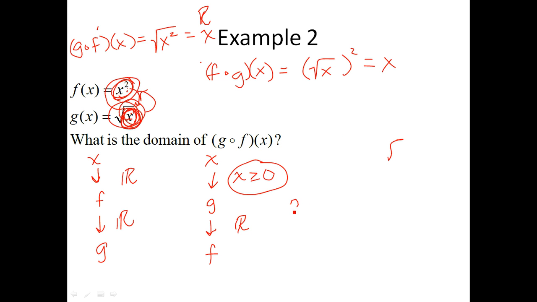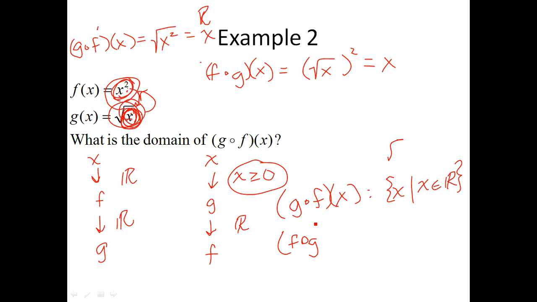So the domain of g of f would be x such that it's any real number. But then the domain of f of g would be any real number except when it's less than 0. Okay, so we have two different domains, even though both of those functions become x when you do the composition.